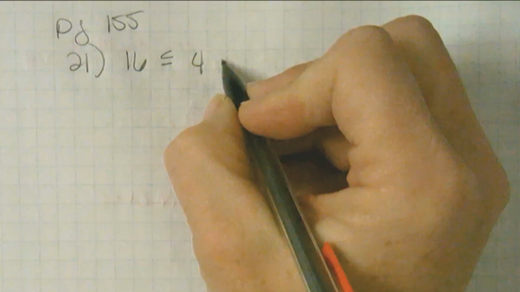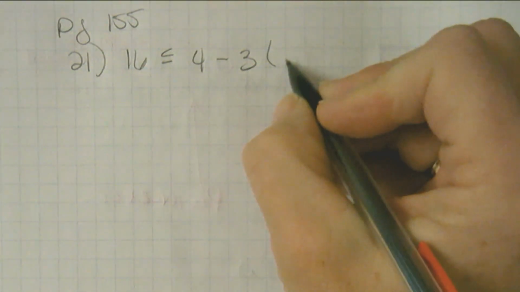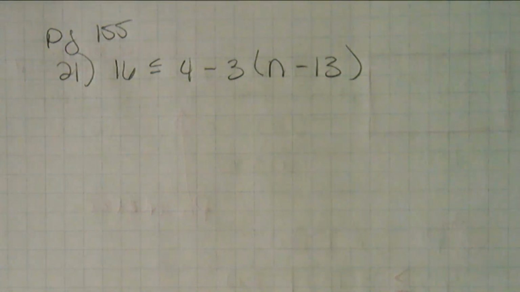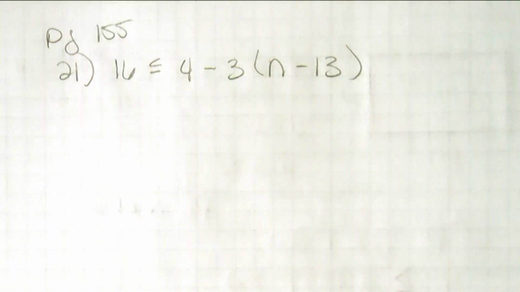All right, so when I take a look at number 21, I have 16 is less than or equal to 4 minus 3 times the quantity of n minus 13. I can tell you right now, one main mistake that probably, whoever got this wrong, made. What do you need to make sure you do from the very beginning of this problem? Serena, what do we have to do?